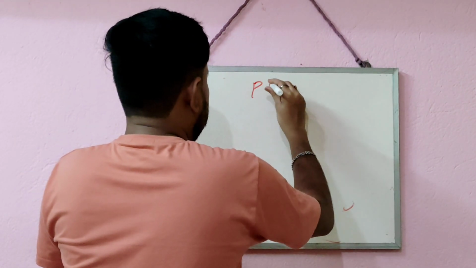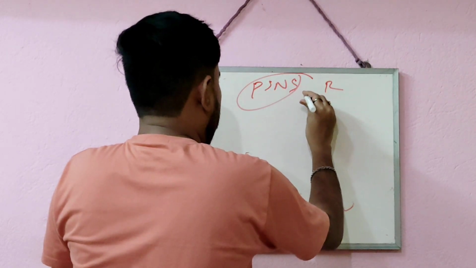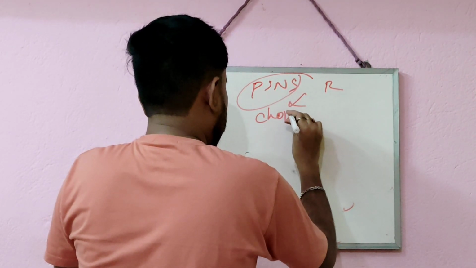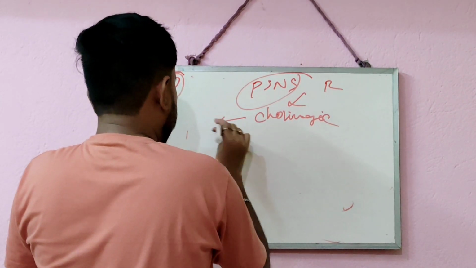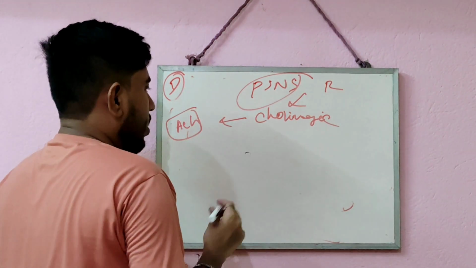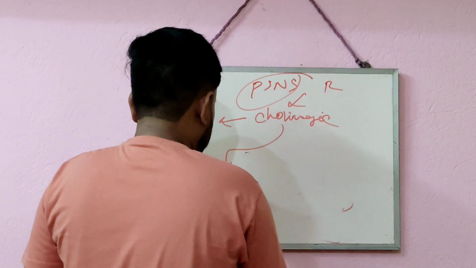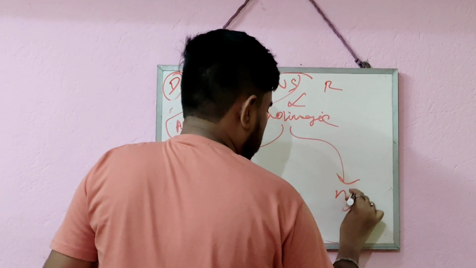The receptors present in the parasympathetic nervous system are called cholinergic receptors, and they generally show their action by binding with acetylcholine. What are the types of cholinergic receptor present in our body? First one is nicotinic, second one is muscarinic.